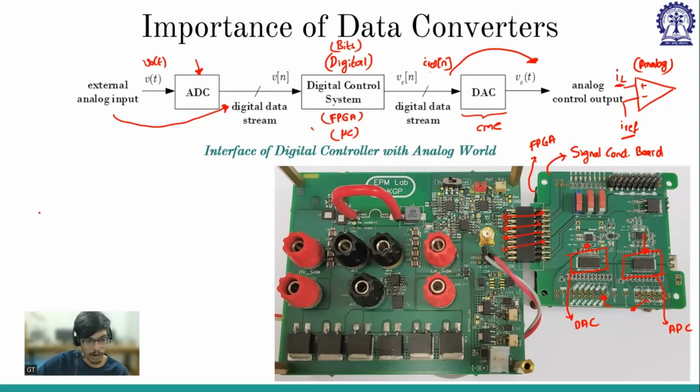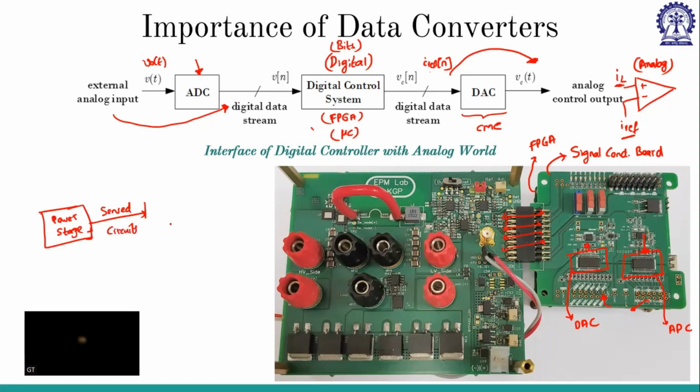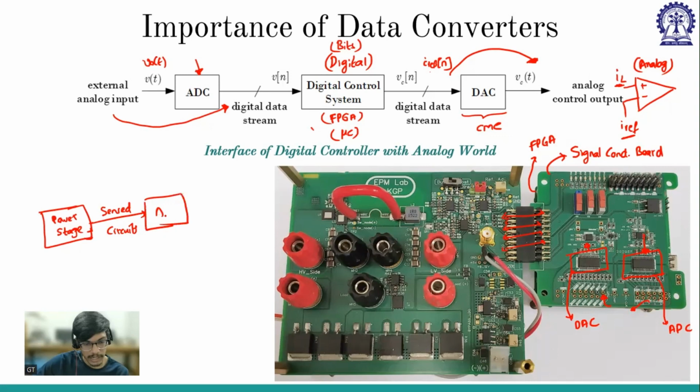So from our power stage, we are sensing the circuits. So the sensed circuits are going into the ADC. This ADC is sending the data to the FPGA. And say if it is voltage mode control, then the FPGA will directly give us the gate signals Q.